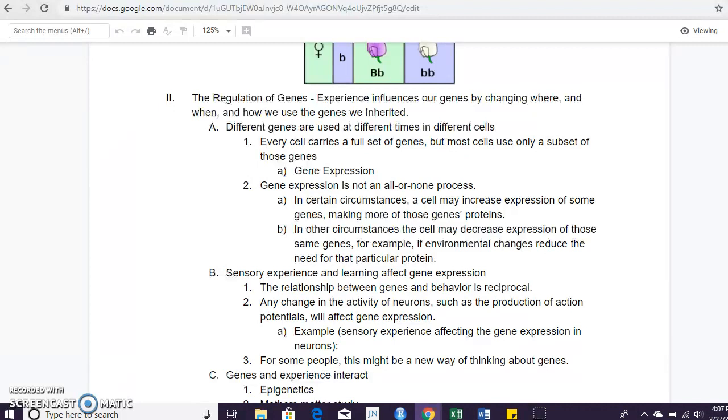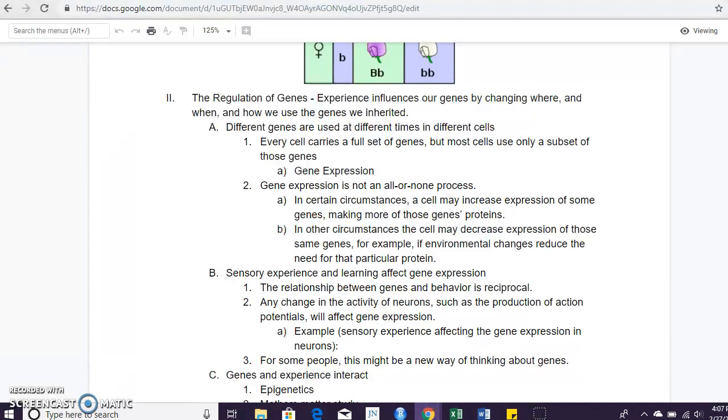The next big topic in gene expression is that gene expression is not an all or none process. In certain circumstances, a cell may increase expression of some genes, making more of those genes' proteins, and in other circumstances, the cells may decrease expression of those same genes, for example, if environmental changes reduce the need for that particular protein.